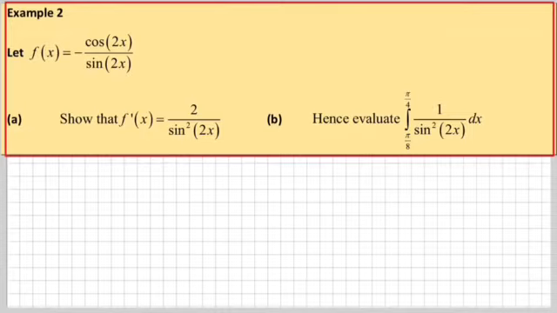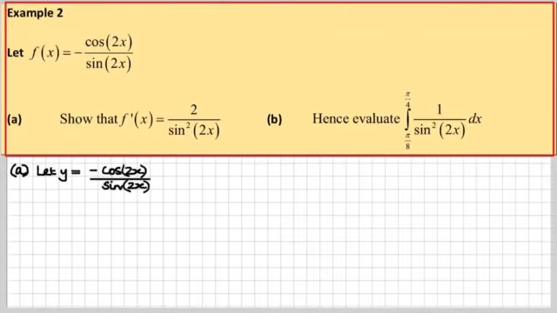Same procedure. Two-step process. First step, show that the derivative, or find the derivative, or some such wording of this here. And in the second step, hence evaluate this antiderivative, which this thing here, this 1 over sine squared 2x, is going to come out of the derivative of here. See, it's here. See? Except it's got a 2 on the top, but we can sort that out. No problem. So let's go for it.